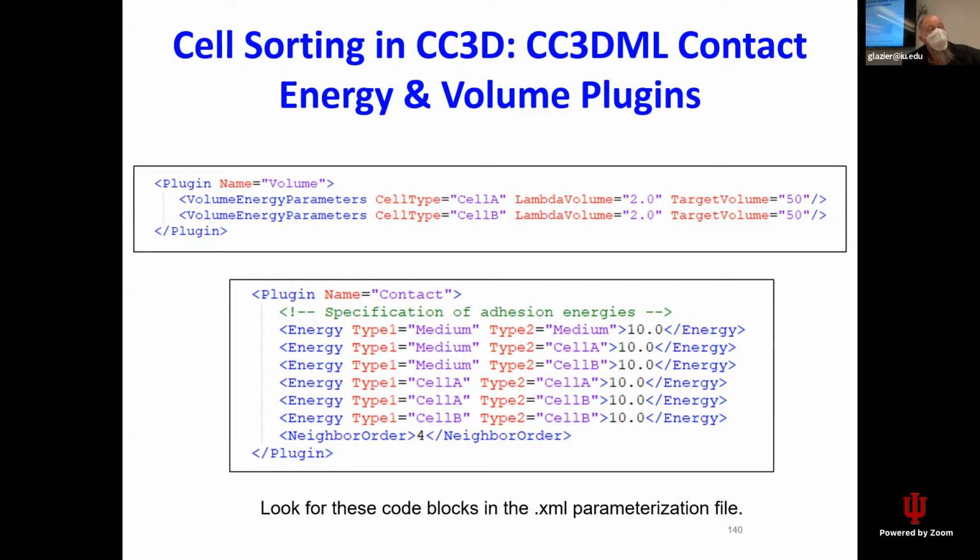And then you're going to have a block which is called contact, which has all those J terms. Medium, medium cell A, medium cell B, cell A cell A, cell A cell B, cell B cell B. And the default interaction range is 4, which we're not going to touch. And by default, it sets all of those energies to 10, which means that cell A and B are identical and nothing will happen. This thing will not sort. It won't do anything interesting.